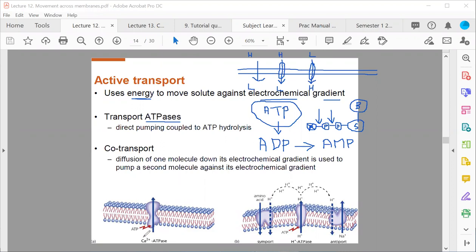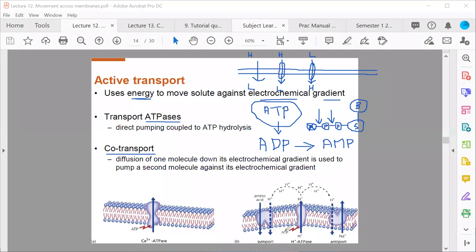And this is one example. This one is the calcium ATPase. So it's obviously specific for the movement of calcium ions. So that's one type of active transport protein. On the right here, we have another type. And this one is referred to as co-transport. Let's look at how that works. Let's start here in the middle with this membrane transporter. And this one is a proton ATPase, sorry.